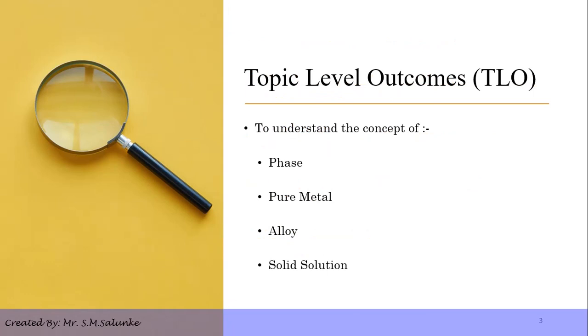Now let's look at what are the topic outcomes. Today in this lecture we'll be studying four main concepts. These are: first one is a phase of a metal or phase of a material. Next is what is pure metal, then alloy, and finally solid solution. Now let's start with our first topic, that is phase.